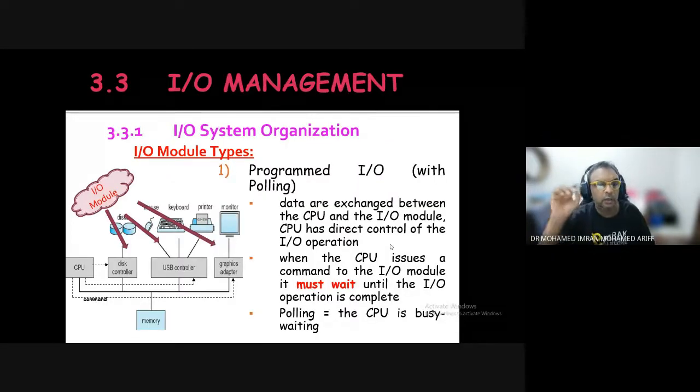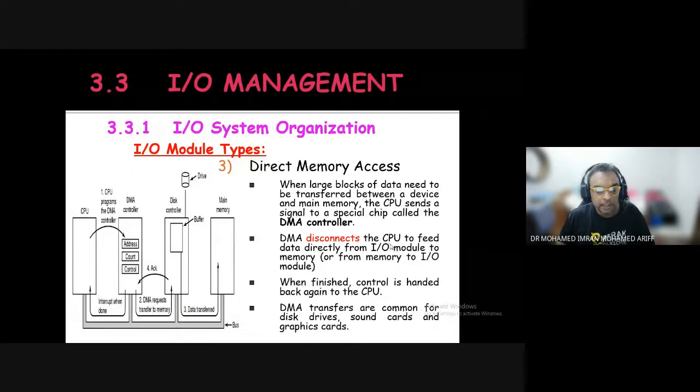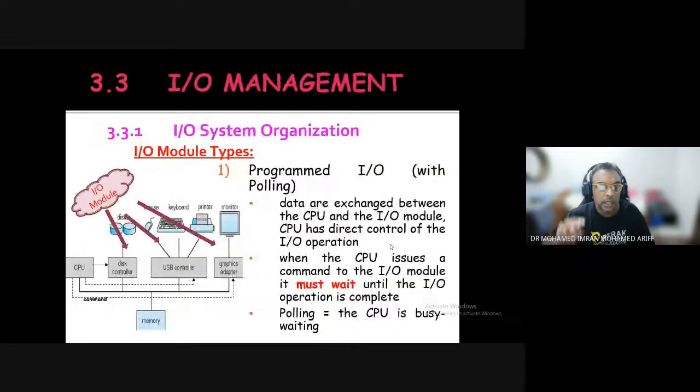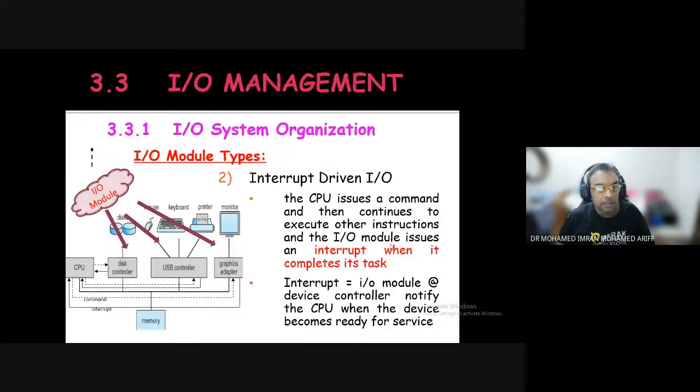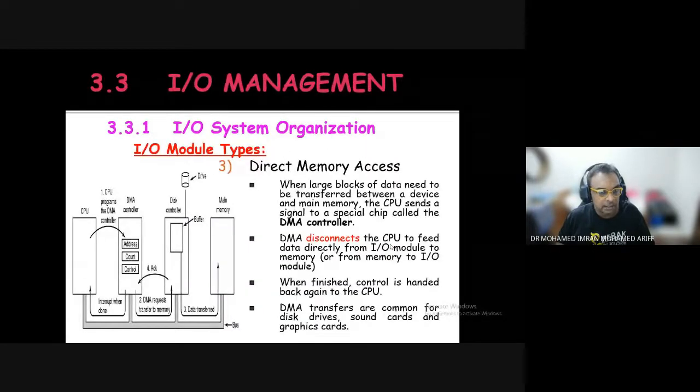In order to handle each input-output module, there are 3 methods: programmed I/O with polling, interrupt-driven, and direct memory access. So there are 3 ways the operating system handles each input-output module. Number 1 is using the polling method. Number 2 is using the interrupt-driven I/O method. And number 3 is using direct memory access.